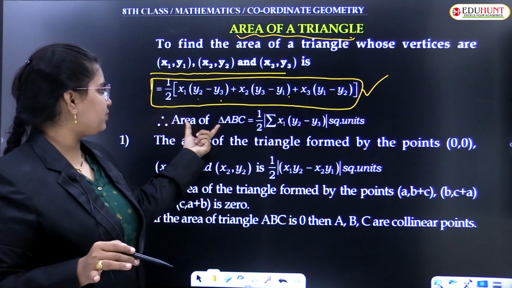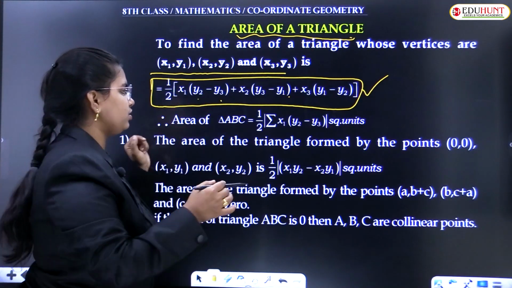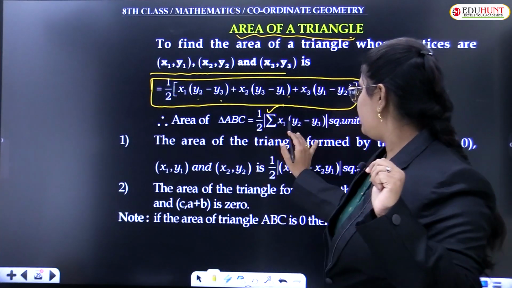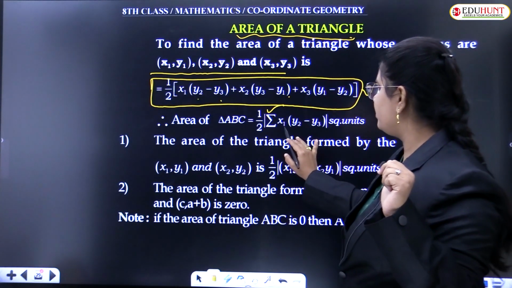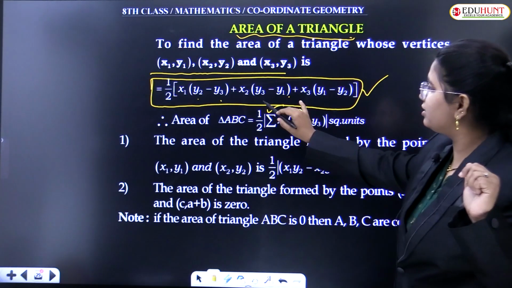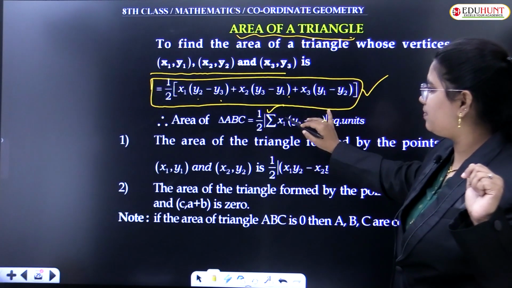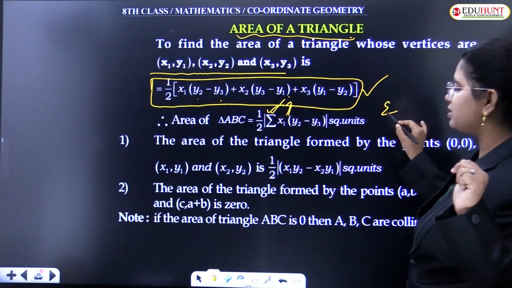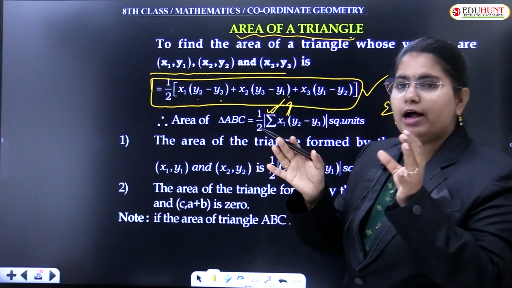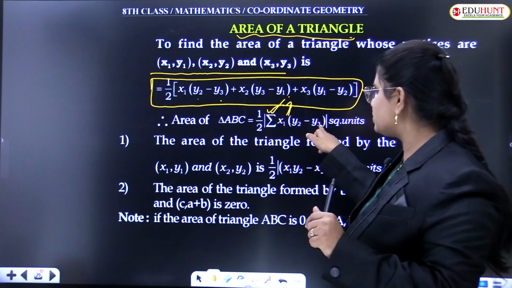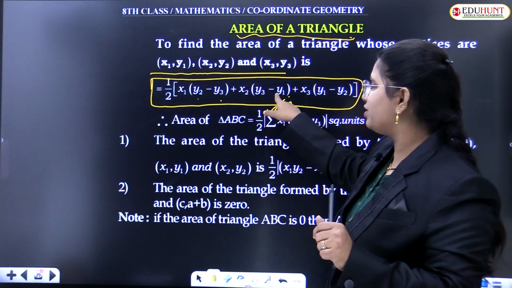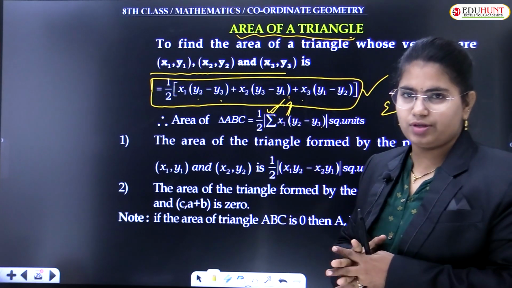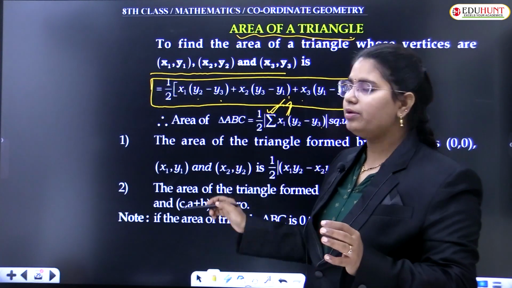This can also be expressed as half summation. What is this symbol? It represents summation. x1 into y2 minus y3 plus, so actually this is a shortcut form of the above expression. Sigma represents summation, meaning I need to add all the terms: x1 into y2 minus y3 plus x2 into y3 minus y1 plus x3 into y1 minus y2. This is nothing but summation. So that will be my first point.